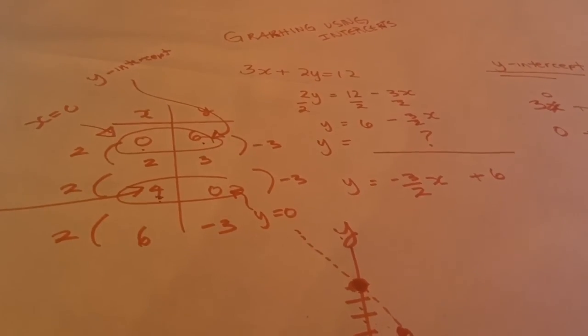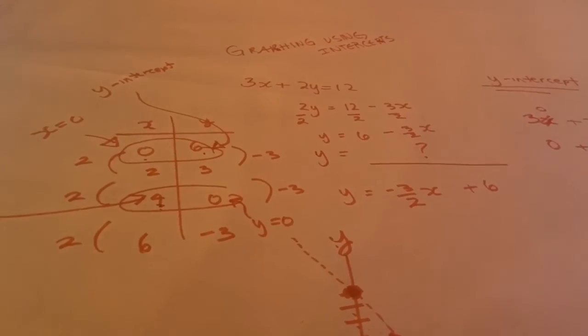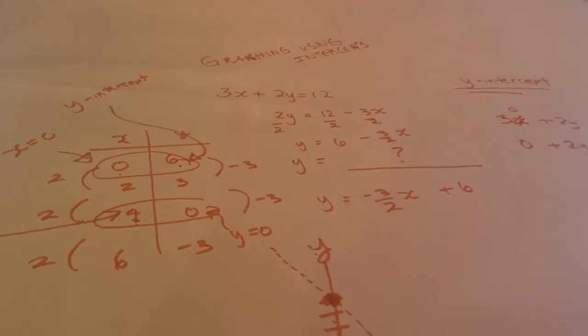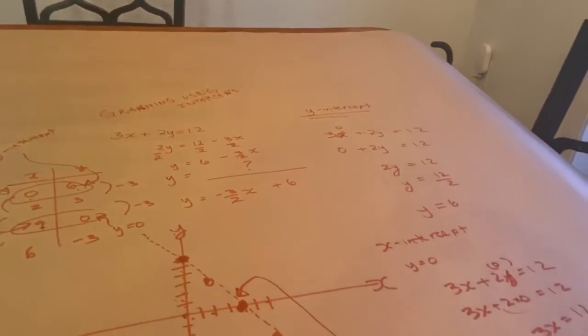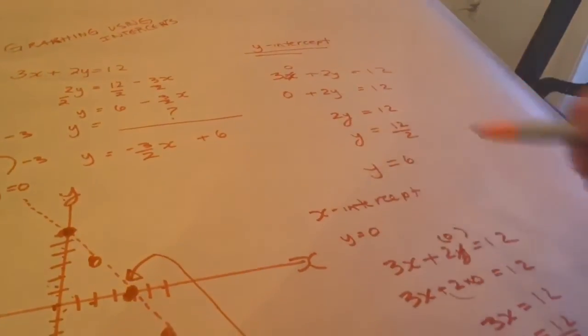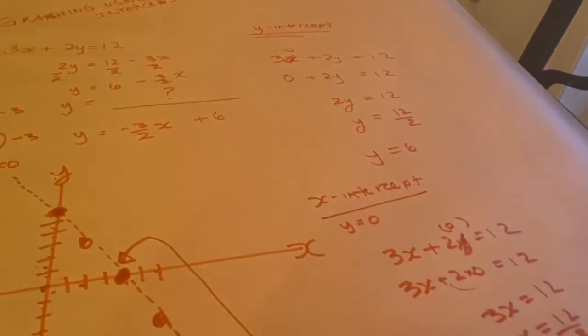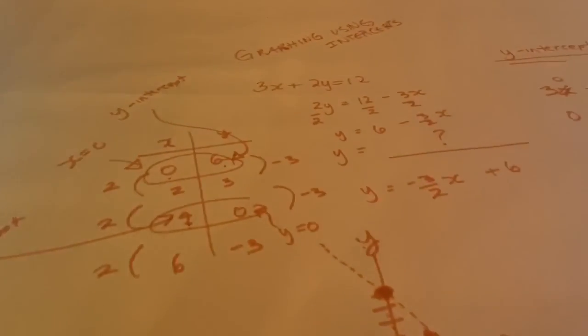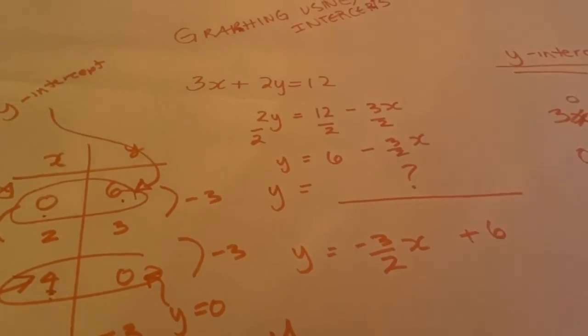Just like I would have gotten if I isolated for y and had y equals mx plus b. So either way you want to do it is perfect. I just feel like the y-intercept and x-intercept method is a little bit simpler. But if you want to stick with this method, that is fine too.